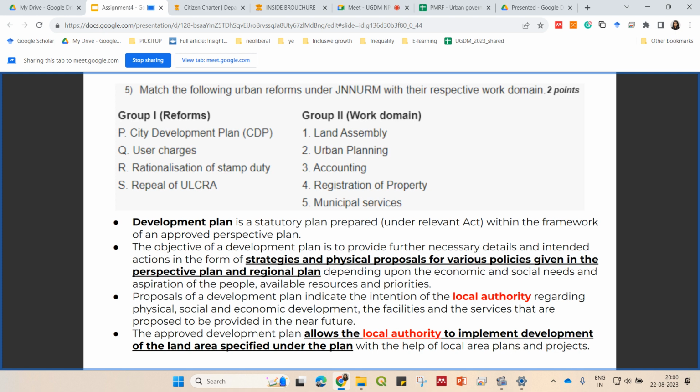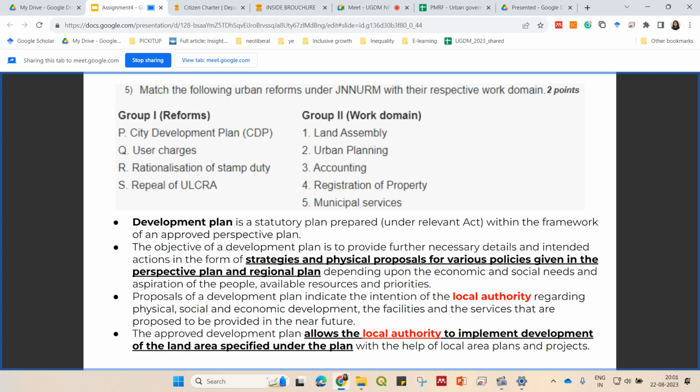The objective of the development plan is to further detail out the various strategies and physical proposals for these policies in the perspective plan and maybe the regional plan. And depending upon the socio-economic needs and aspirations of the people and available resources and the priorities, the development plan details out the specific strategies and physical proposals. The proposal of a development plan indicates the intention of the local authority.